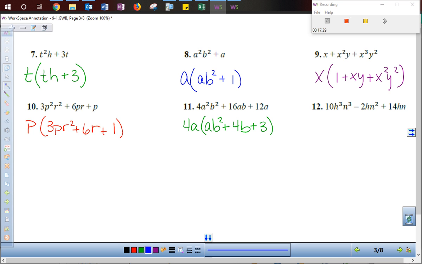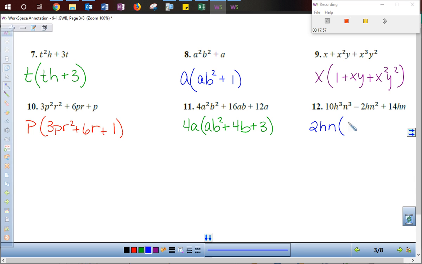10, 2, and 14. Those are all even, so the greatest common factor here, since my smallest number is 2, is 2. Now the variables, h cubed, n cubed, hn squared, and hn. On this one, each term has both an h and an n, so we can take out an h and an n. Now let's see what I have left.